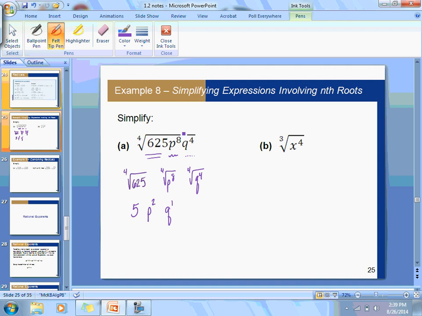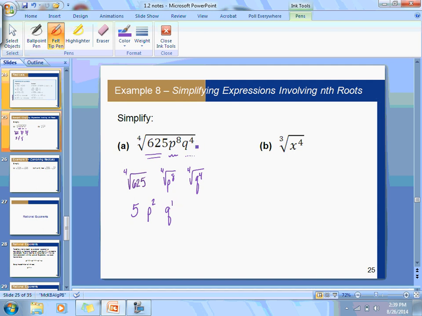So in the original problem, p had a power of 8, or an exponent of 8, which is even. And in our answer, p is now squared. 2 is also even. So that's good. We went from even exponent to even exponent. But the q in the original problem was a q to the fourth. Now in my answer, it's a q to the first.